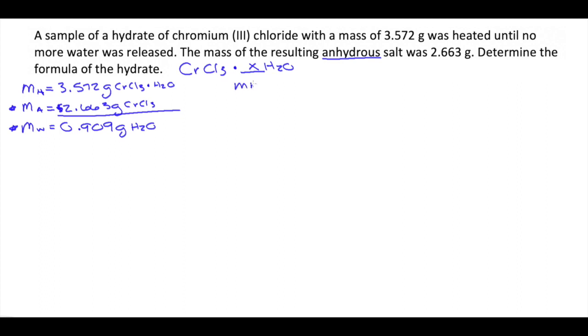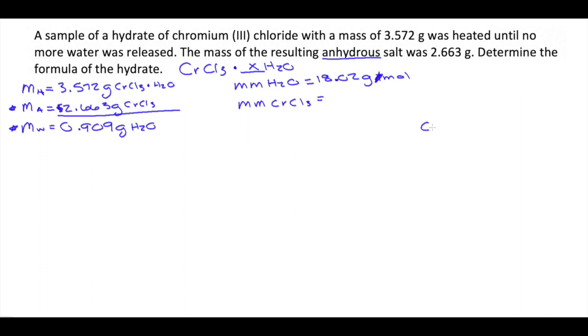So the molar mass for water is equal to 18.02 grams per mole. Okay, it's a little slash sign right there. All right, and then the molar mass for chromium 3 chloride, we need to calculate that. So we're going to calculate that down here.